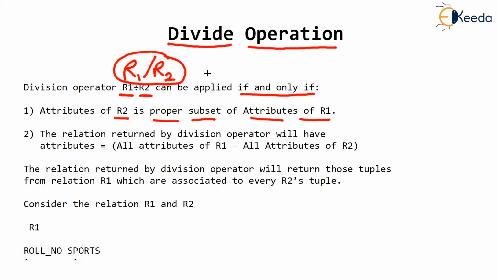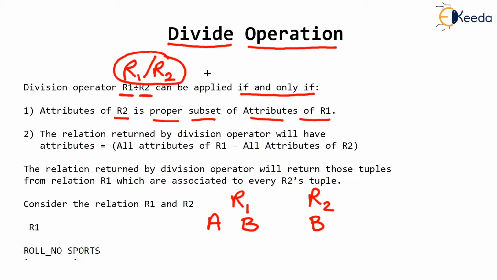What I mean by that is, let's assume R1 is one table and R1 has two columns A and B, that is, A and B are attributes of R1. And R2 is another table which has only one attribute B. Now, is R1 divides R2 possible? Can you divide R1 with R2?